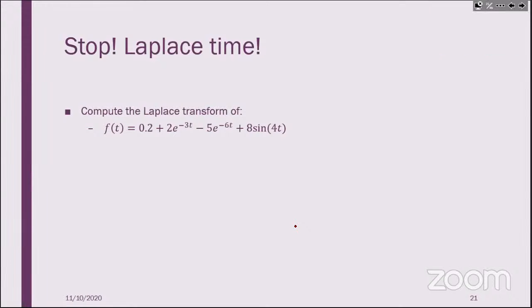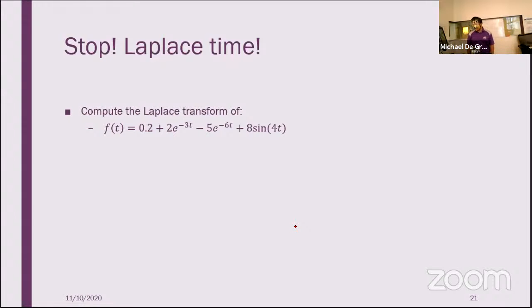All right. So let's find the Laplace transform of this. So how do we do this? We know what f of t is. We weren't given any initial conditions, which is fine because we don't have any derivatives in here.